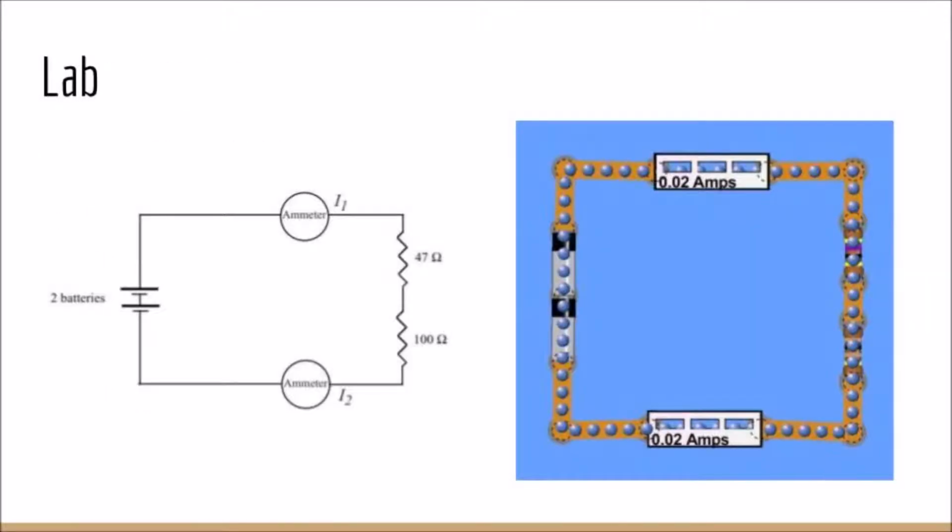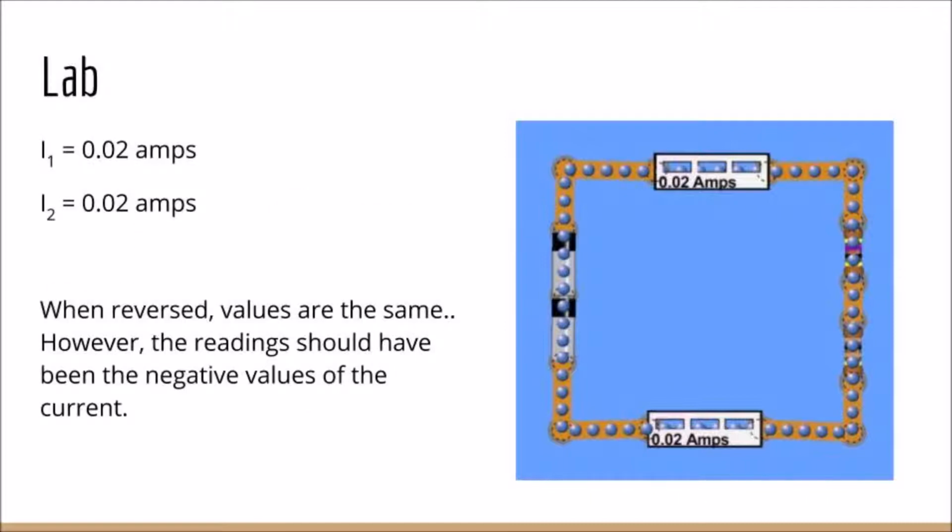For the first part of Lab 4, we were to create a circuit similar to the one displayed here on the left, using the simulator provided. So I created this circuit board on the right. As seen in the circuit, current 1 and current 2 are the same, as this is a steady state system of a single loop. When reversed, the reading should be the same value, but negative. However, the simulator did not read so.